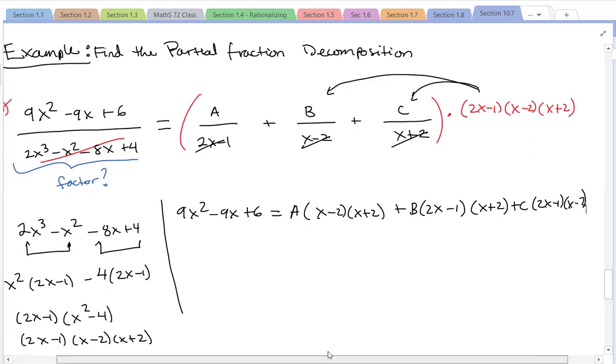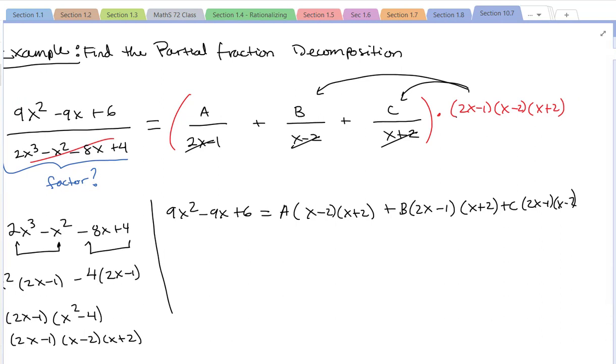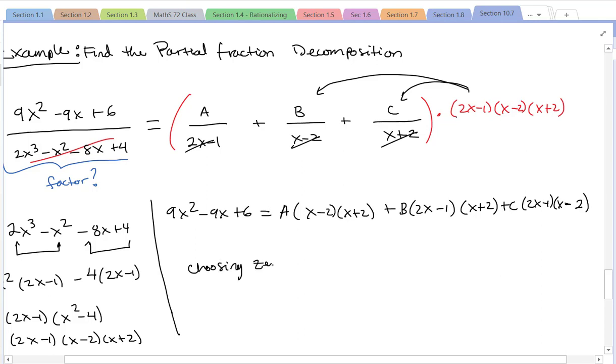And now we go through and solve. Our goal, remember, is to solve for A, B, and C. So this one is looking a little daunting. But this is where the choosing zeros method works really nicely. So I'm going to do the choosing zeros. And so what makes any of these 0? So notice that 2, negative 2, and that one we have to do a little more work. So I'm going to start with 2 and negative 2.